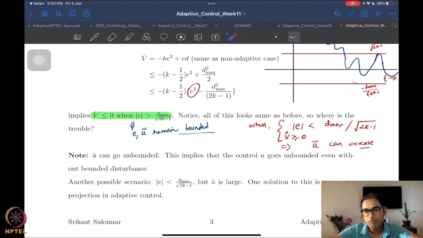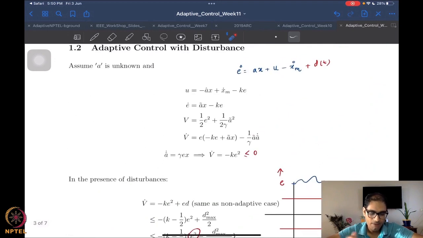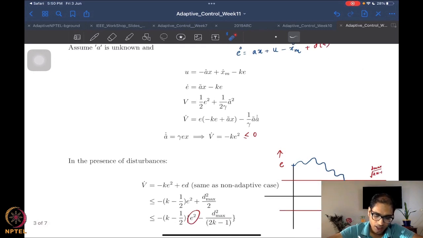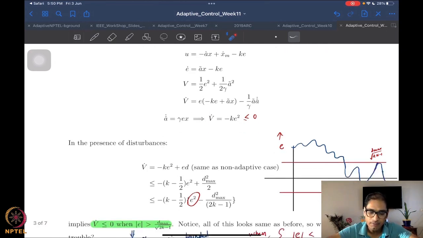Never does it have to become negative definite. Why did all this happen? Because the same V for this adaptive case is not a strict Lyapunov function. The V dot has only the E term and not the theta tilde term, or the K A tilde term. If the A tilde term was present here, this would be the same analysis as the previous case and no issues. Everything will be nice and bounded.